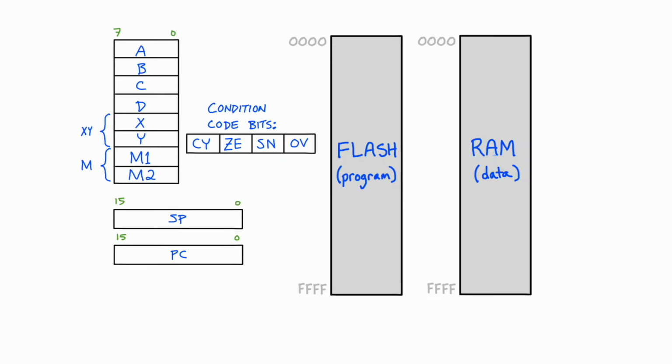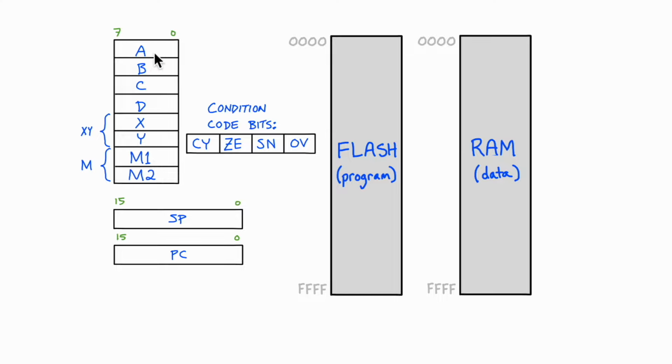This diagram shows the overall architecture of the EveCore. To describe any instruction set architecture, we need to talk about both registers and memory. On the left we have the registers, and on the right we have the memory. Most of the registers are 8 bits in length, and you can see the least significant bit is 0, and the most significant bit is number 7. There are 8 8-bit registers, and they are named A, B, C, D, X, Y, M1, and M2.